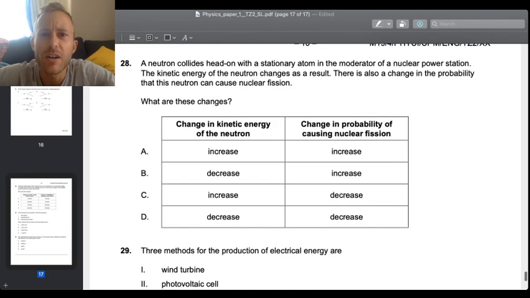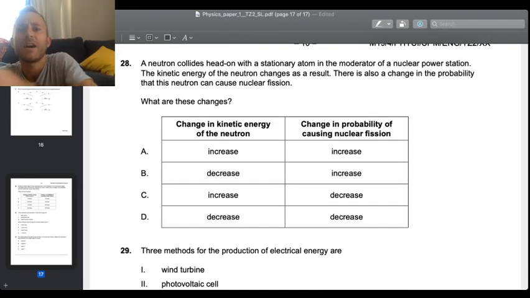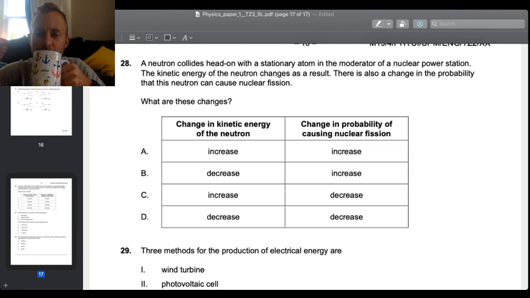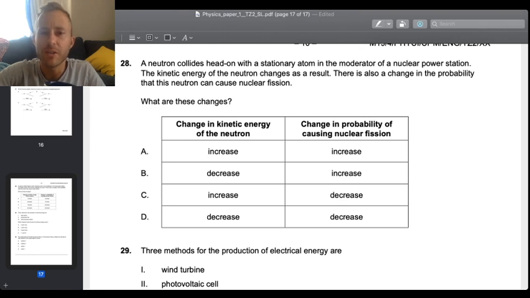B, a neutron collides head-on with a stationary atom in the moderator of a nuclear power station. The kinetic energy of the neutron changes as a result. There is also a change in the probability that this neutron can cause nuclear fission. I think I forgot to talk to you guys about this, but let me type it out.